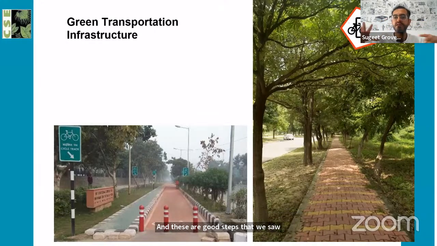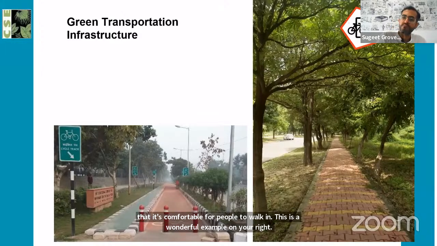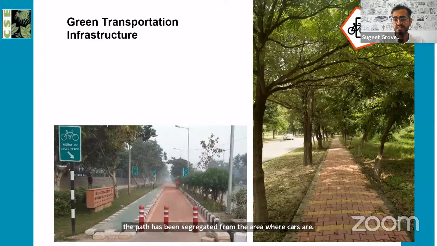Even if you're making a pathway for people to walk in, ensure that it's shaded according to your climatic zone. Ensure that it's comfortable for people to walk in. This is a wonderful example on your right, where the path has been segregated from the area where cars or fast vehicles are moving.